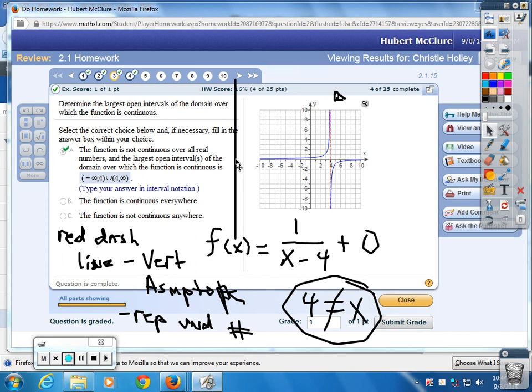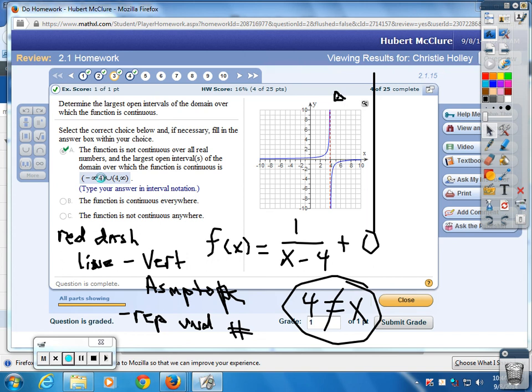So we go negative infinity to what? To 4, but do we touch 4? And that's why you got a parenthesis. If you can't touch it, it gets a parenthesis. You can't touch infinity, and you can't touch 4, so they get parentheses. And then it stops at 4 with a parenthesis again, meaning you can't touch it, and goes to positive what? Positive infinity.